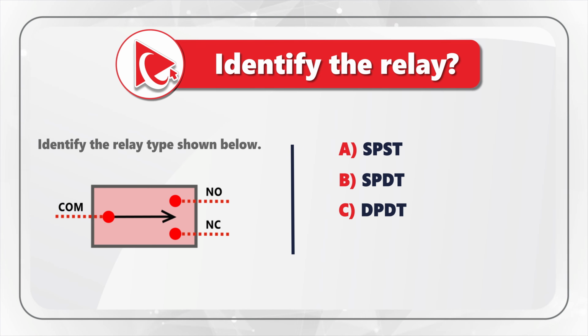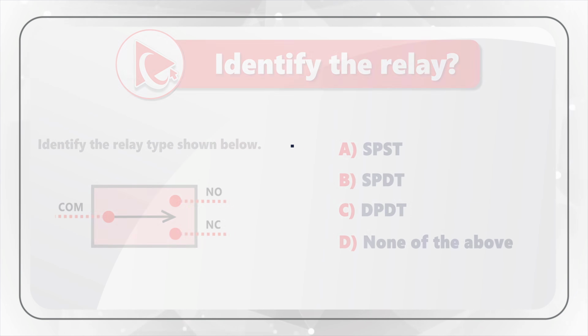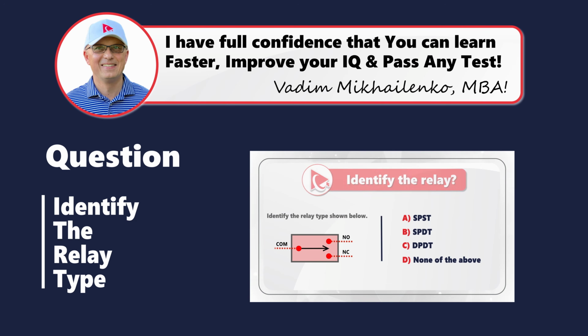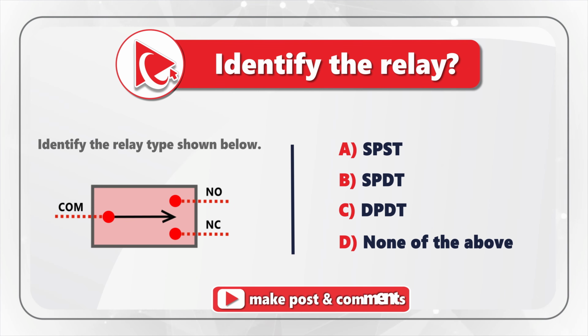Choice C, DPDT. And last but not least, choice D, none of the above. Take a close look to see if you can come up with the answer. Seems a little confusing, don't you think so? But I think I got my answer, so I'm moving forward to share with you my version of the solution. And obviously, if you have a better way to solve it, please make sure to post in comments.